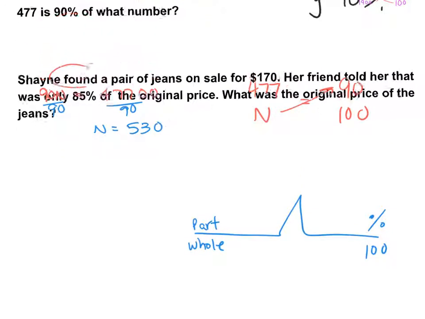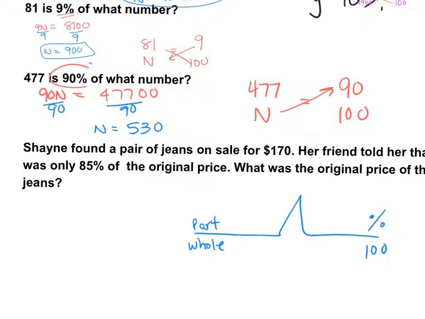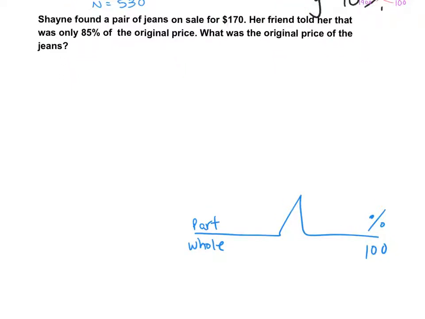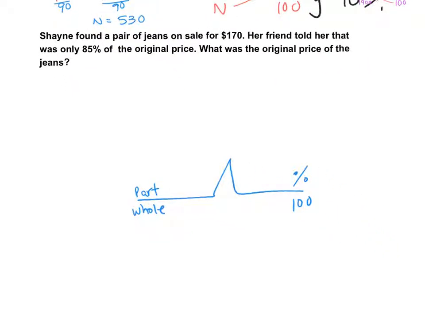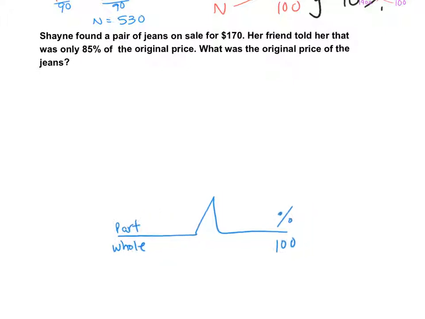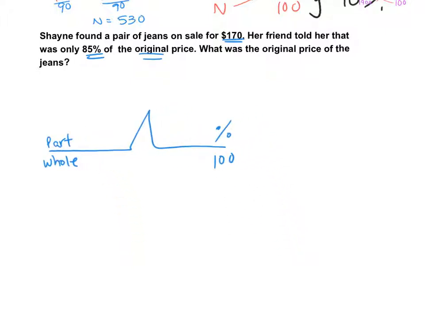Okay, this last question is just like the word problem that you guys are going to see, and it's going to be important that you understand what it's asking for. Kind of like the very first question we did at the beginning. Shane found a pair of jeans on sale for $170. Okay, so in our head, we're finding that the 170 is the part of the whole thing, because her friend told her that this number, the 170, was 85% of the whole original price. So that means that the original price is going to be more than 170.